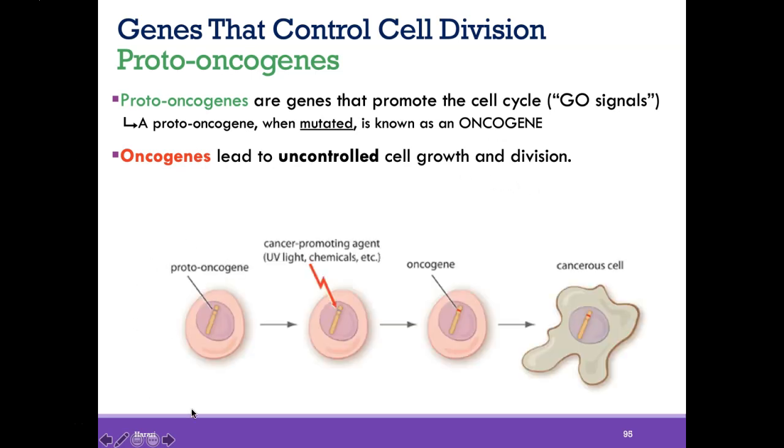So we start off in a healthy cell with a nice proto-oncogene that's telling our cell to divide normally. Something, whether it's UV light or a chemical, mutated this proto-oncogene into an oncogene. And now this is telling the cell to grow uncontrollably. And that can give us a cancerous cell.